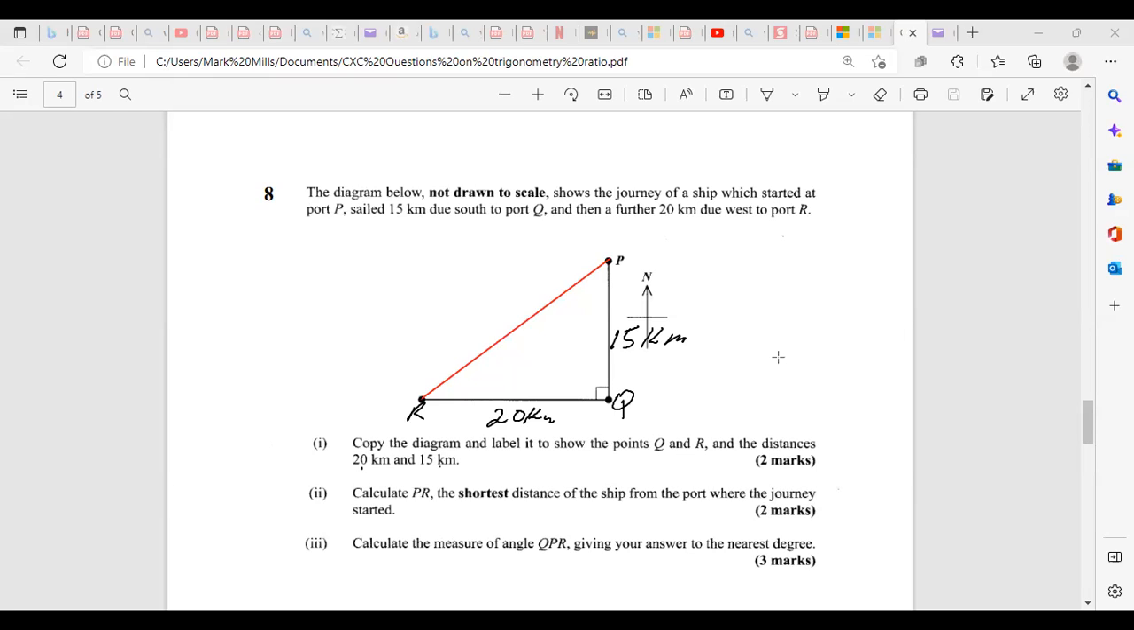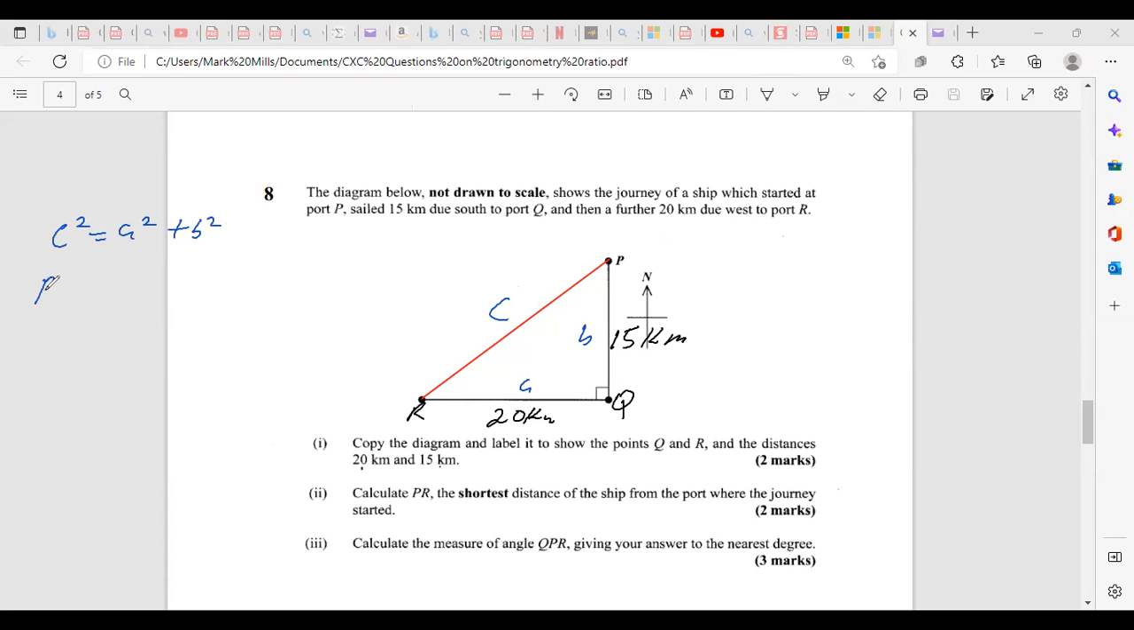Next question. Calculate PR, the shortest distance of the journey when it started. So they said to calculate the shortest distance, PR. What formula will allow me to find PR? Quickly. Sir, we use the Pythagoras theorem, right? So we are going to use the Pythagoras theorem. For me to use the Pythagoras theorem, we name this as C, and A and B. So quickly, C square is equal to A square plus B square, right?